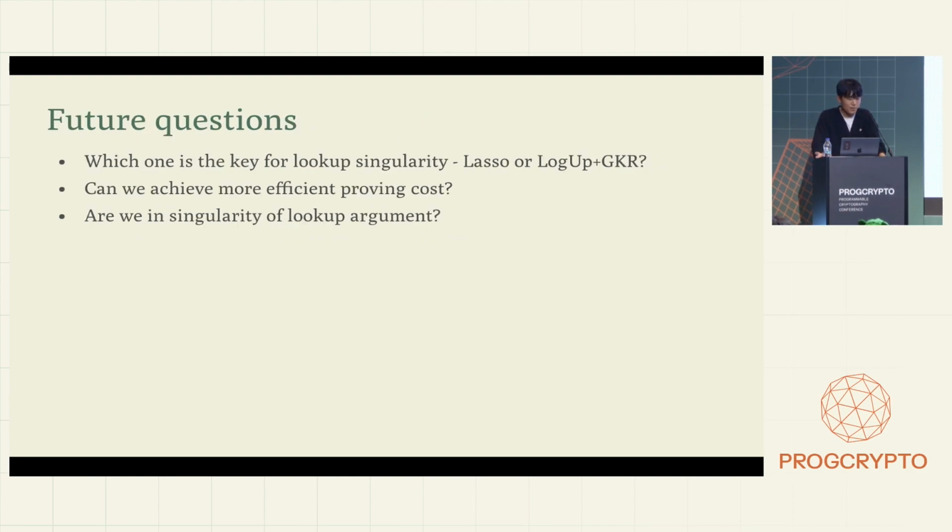So yeah, these are now the future questions: which one is the key for lookup singularity, lasso or lookup plus GKR? Or can we achieve a more efficient proving cost than them? Or are we in actual singularity in terms of the lookup argument? I mean, not the lookup singularity from Barry. I mean, are we all in the singularity of the cost in terms of the lookup argument? So I think these topics are really interesting to explore, and I want many others to explore them.